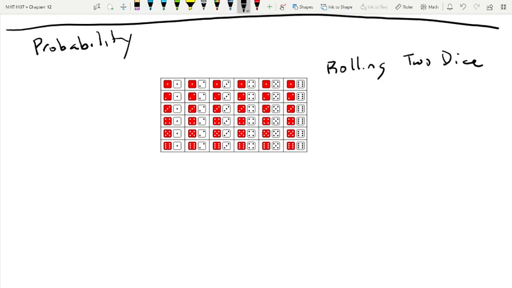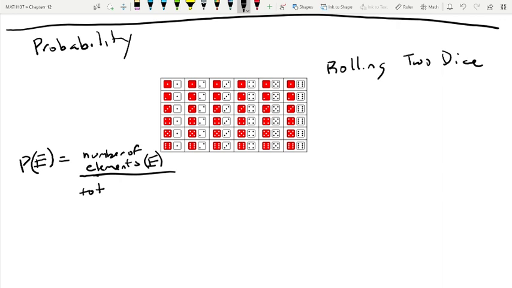So rolling 2 dice here. The probability of an event E is the number of elements that are E over the total number of elements. So let's look at my dice chart.